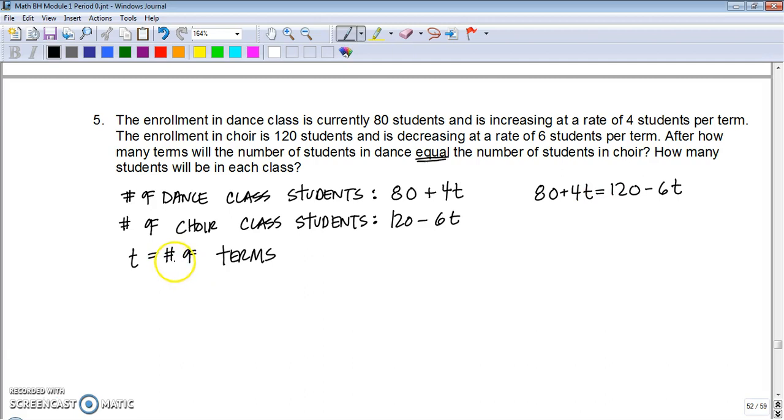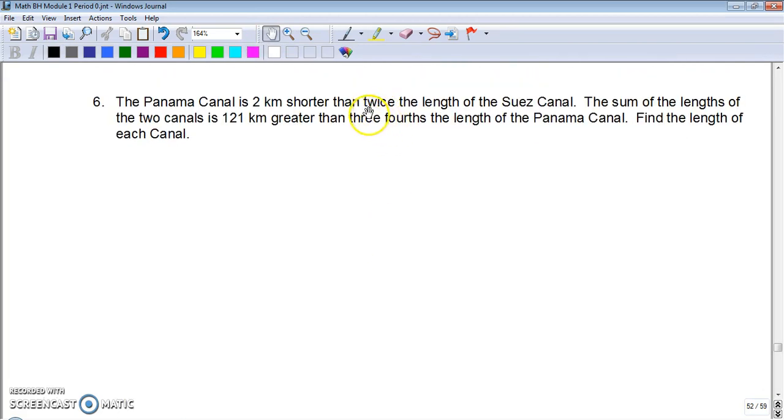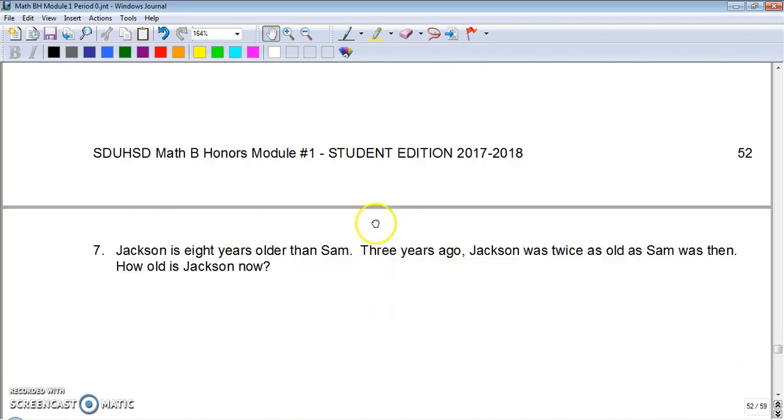And then it also asks you to plug these back in and find out how many students there will be in each class, which should be the same amount, which is basically causing you to check your work. So I'm just doing setup on 5. 6 was actually a problem that you did last year, so I'm not going to do that one.